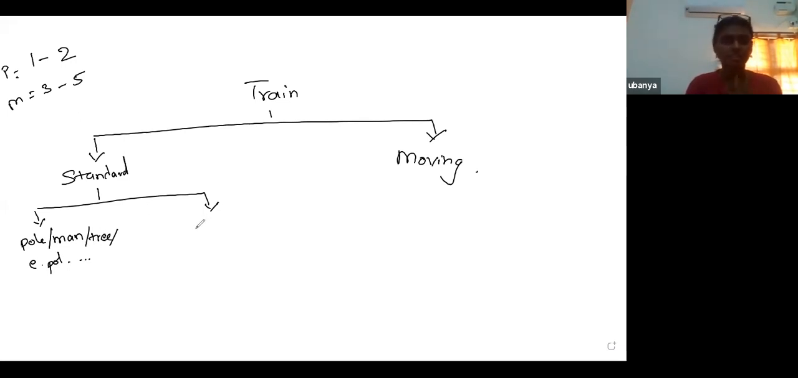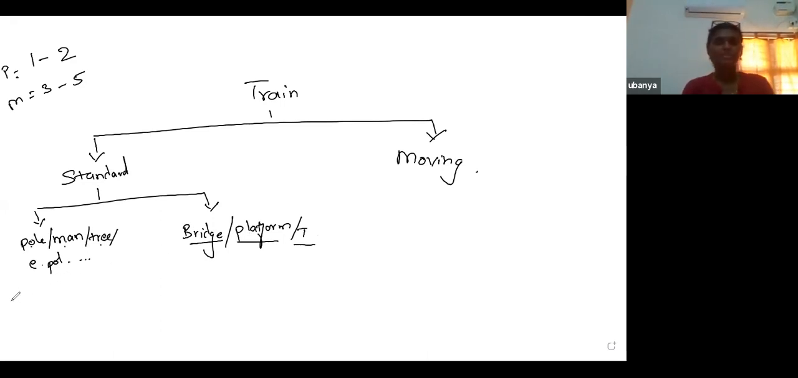The other case is a train crossing a bridge, or a platform, or another train which is not moving, which is standing still. Basically, one train is moving and the other object is standing in the same position. One is a pole, man, tree, etc., and the other has a length, like a bridge, platform, or a train which is not moving.